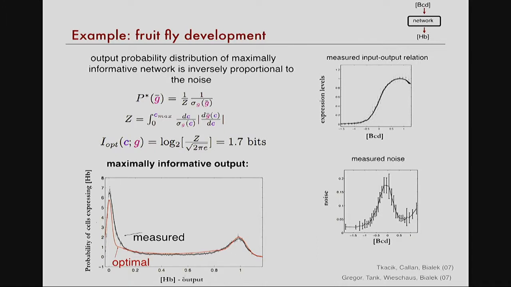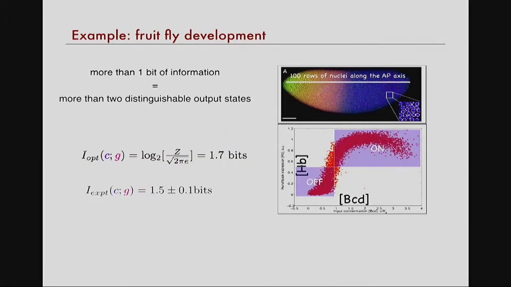But generally, you get more, right? So this is the comparison between the on and the off. So this is the theoretical calculation with the experimental mean and variance put in. And this is directly from the probability distribution of this system. You get very similar numbers. So it does seem that the system is functioning close to capacity. You get more than these two distinguishable states. So that means that although it seems in hunchback you're making an on and off decision, you're actually making a more complicated decision, you're transmitting more information because maybe you need it for something later.